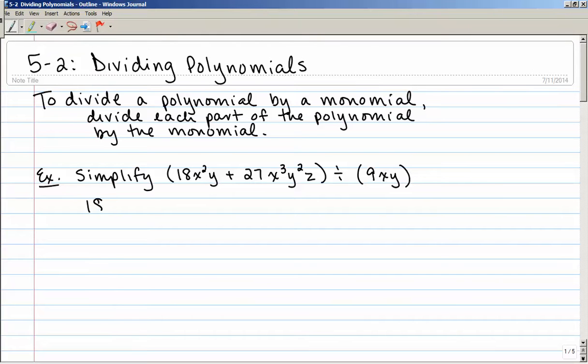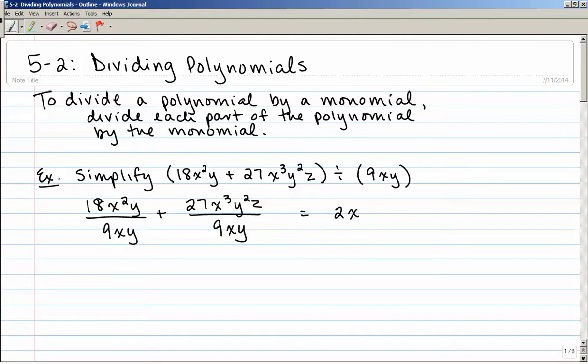So 18x squared y over 9xy plus 27x cubed y squared z over 9xy. Now, simplify each one of those fractions. 18 divided by 9 is 2. X squared divided by x is x, and my y's cancel out.